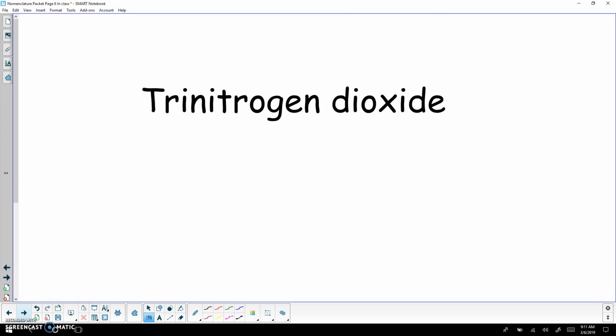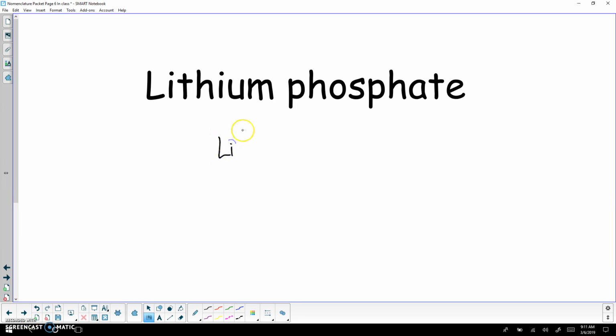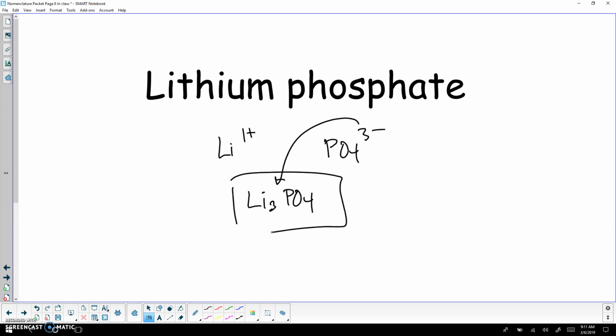Okay, on to writing the formulas. Trinitrogen, that tells me I have 3 nitrogens. Dioxide is 2, N3O2. Lithium phosphate, lithium is always 1 plus. Phosphate is PO4, 3 minus. This 3 comes behind the lithium, Li3PO4. The 4 doesn't move, it's part of phosphate's formula.